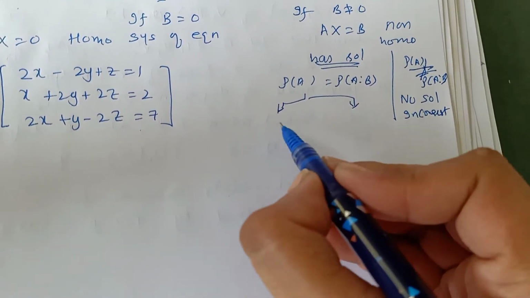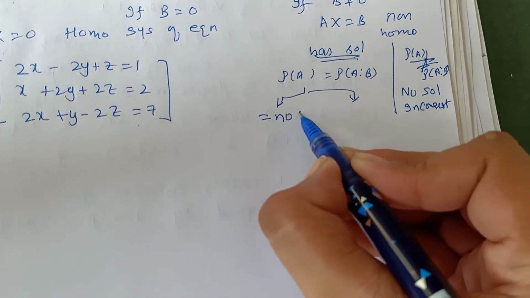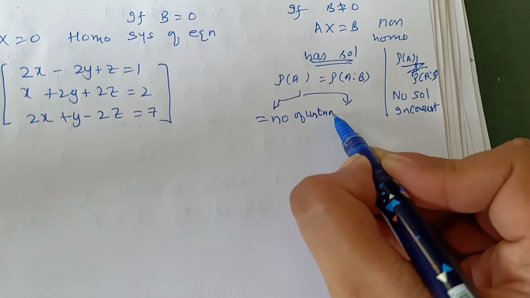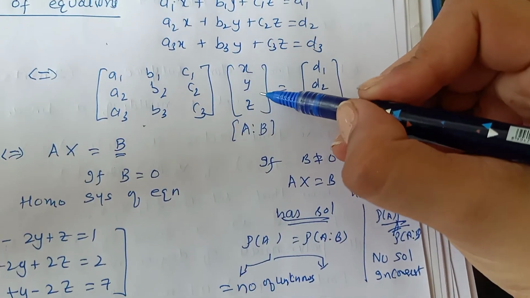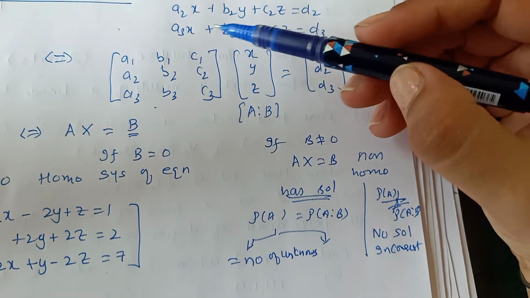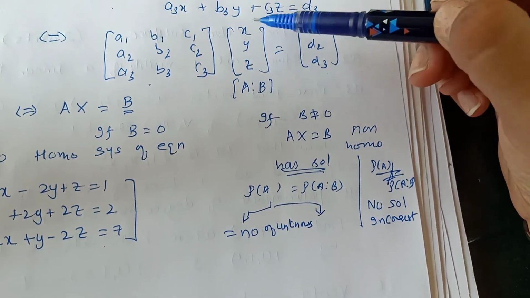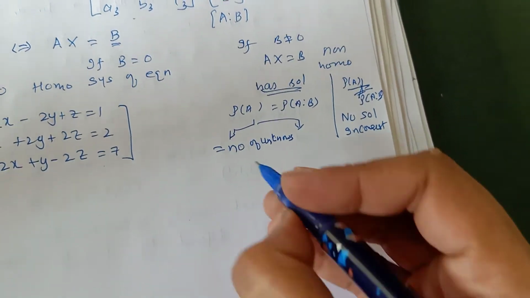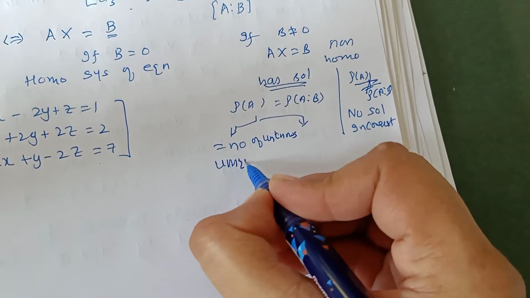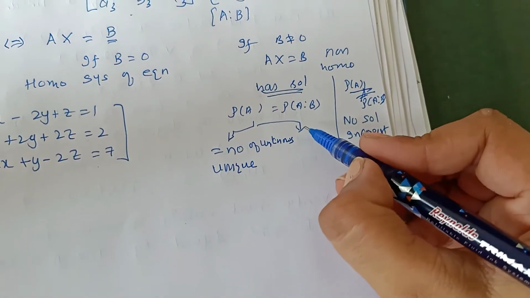If the ranks are equal and equal to the number of unknowns, from where you will see the number of unknowns, these are the number of unknowns. So in this case, if rank of A and rank of A augmented B are equal and equal to 3, then this system has a unique solution. I will tell you how to find this unique solution.